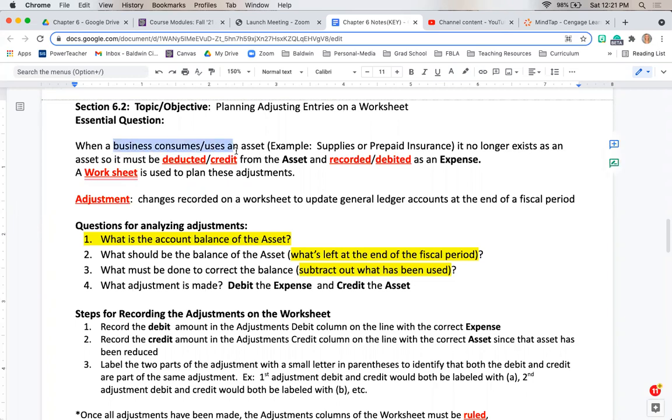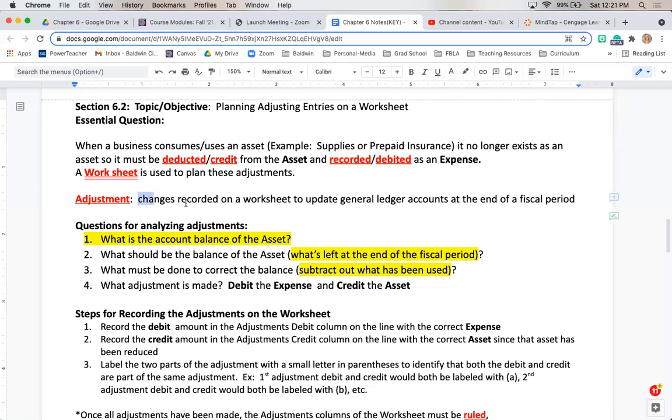So when a business consumes or uses an asset, for example, supplies is common and prepaid insurance is common, that asset no longer exists. So therefore we have to show that that asset has been used by deducting and/or crediting the asset and then recording it as an expense, so debiting our expense account. The worksheet is going to be used to plan these adjustments.